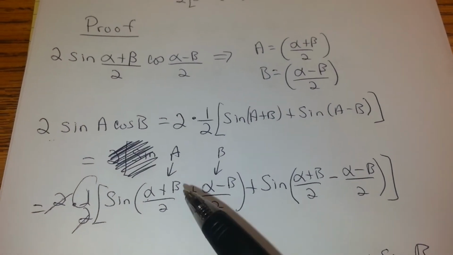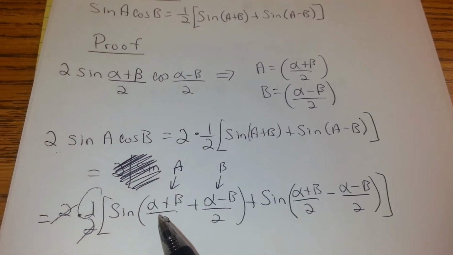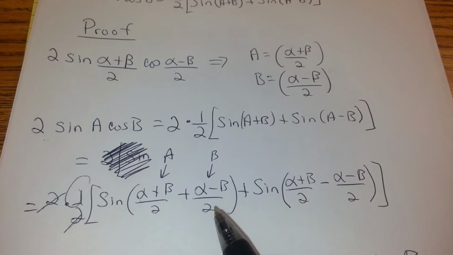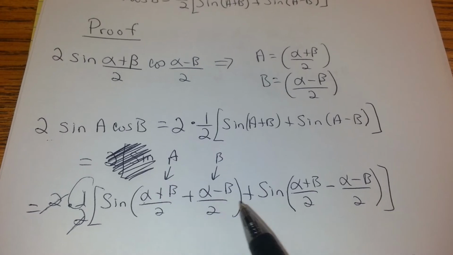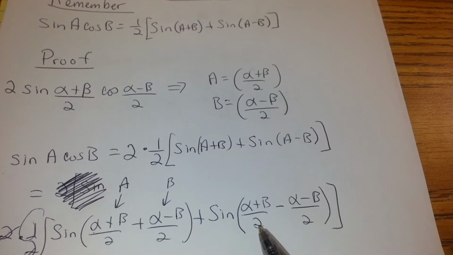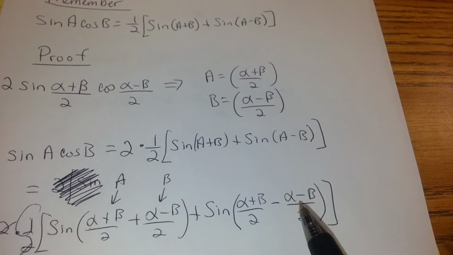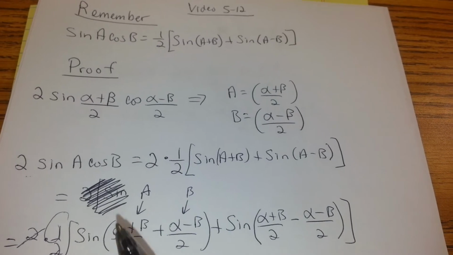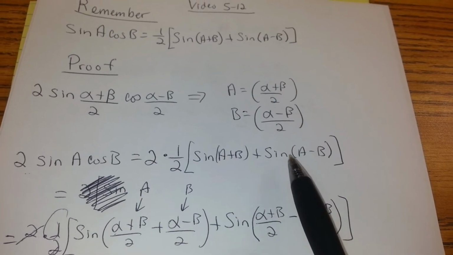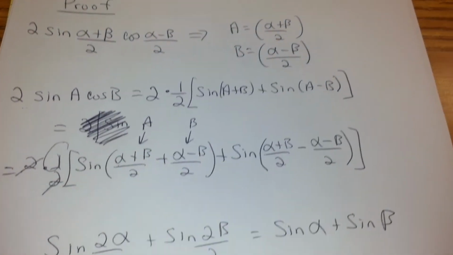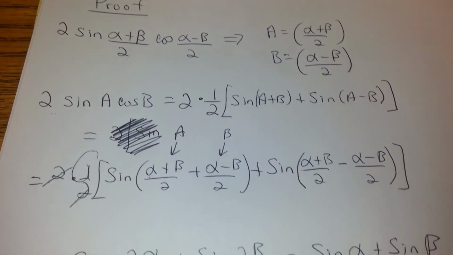And notice what I put back in for A. A is (alpha plus beta)/2 plus (alpha minus beta)/2. Those are my A and B. And then plus sine, again, here's my A and B again, (alpha plus beta)/2 minus (alpha minus beta)/2. So all I did was substitute in. I first called it A and B, because it's easier to do that and then substitute in. So now let's do some math here.